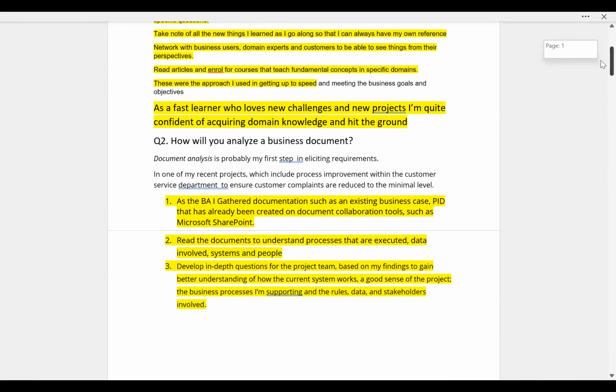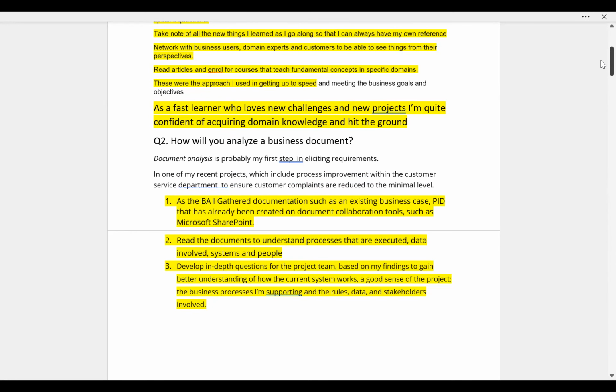How will you analyze a business document? Okay. So, how will you analyze a business document? What you have written, document analysis is probably my first step in eliciting requirements. In one of my recent projects, which included process improvement within the customer service department to ensure customer complaints are reduced to a minimum level, as a BA, I gathered documentation such as an existing business case and PID that had already been created.